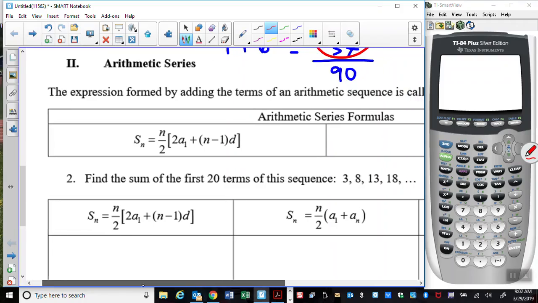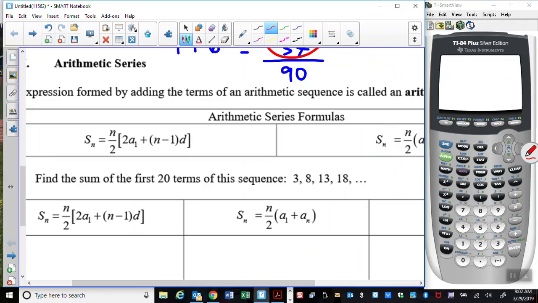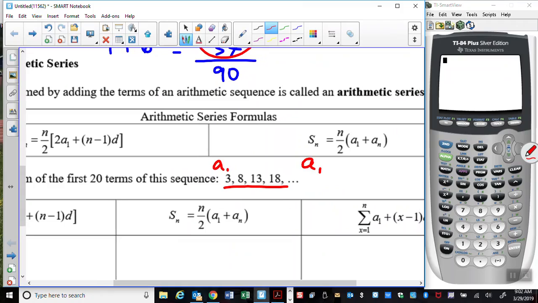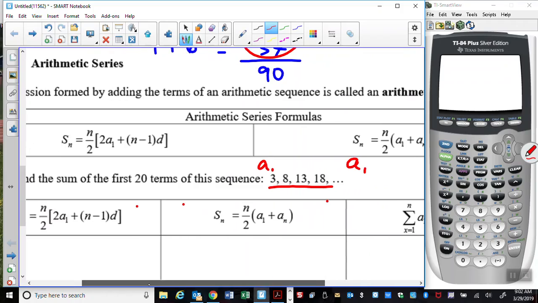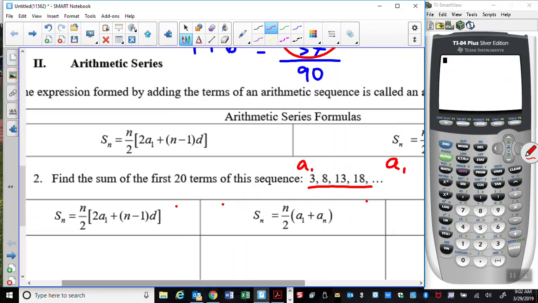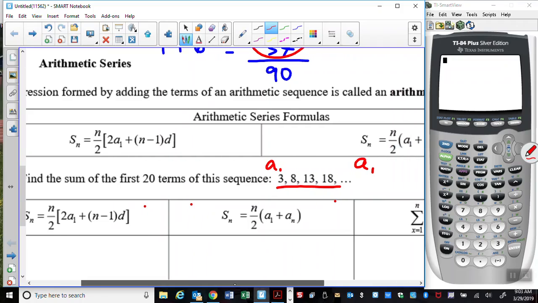Now, let's say I want to find the sum of the first 20 terms of this sequence right here. All right, so again, it's a sequence because it's separated by commas. Okay? I'm telling you I'm looking for 20 terms. I know what A1 is. A1 is 3. Okay? For all these formulas here, you're going to need something different. These are all just different ways to find the sum of a sequence. And you'll use different ones depending on what information you already have. All right, but more often than not, you're going to need A1. You're going to need to find D.